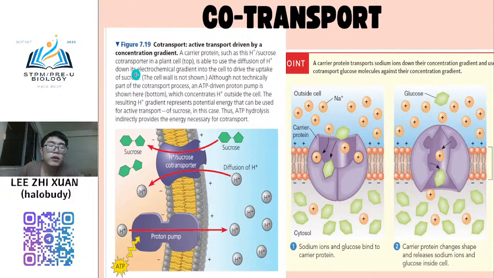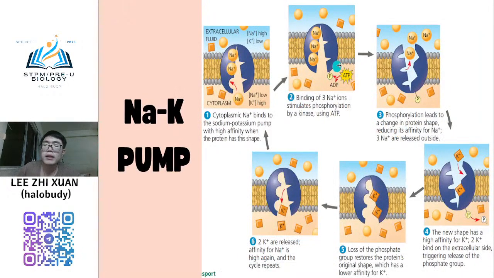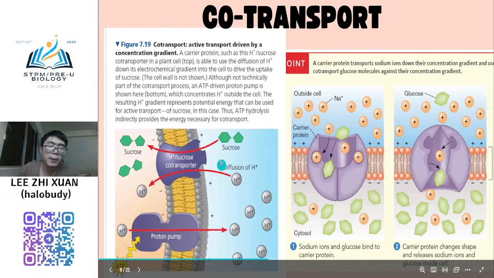Able to use the diffusion of hydrogen ion down its electrochemical gradient into the cell, it drives the uptake of the sucrose molecule. So although not technically part of the co-transport process, the ATP-driven proton pump is shown here at the bottom, which concentrates hydrogen ion outside the cell. So the resulting hydrogen ion gradient represents potential energy that can be used for active transport of glucose. So ATP hydrolysis indirectly provides the energy necessary for the co-transport. So the ATP actually is not directly used, but indirectly. Dia macam indirect lah. Yang ni dia direct dekat protein ni. Tapi yang ni sucrose and hydrogen ion pump ni dia tak direct punya.